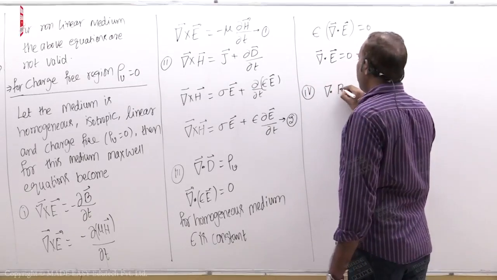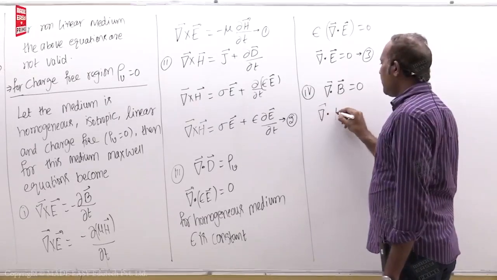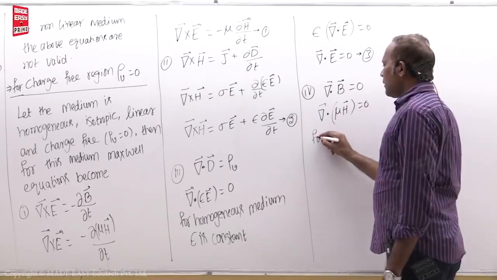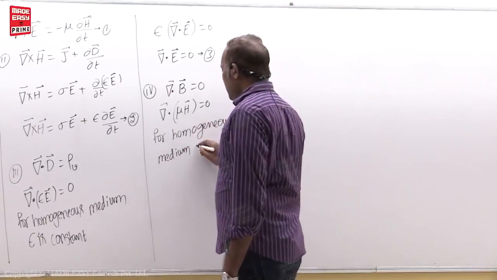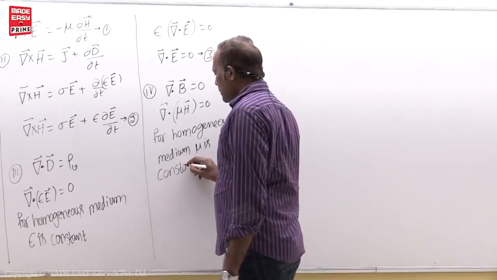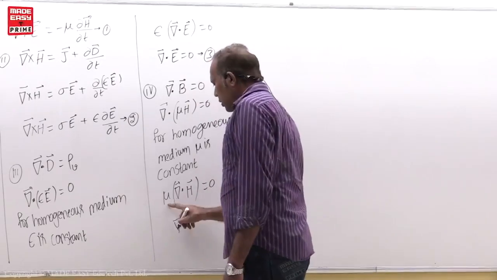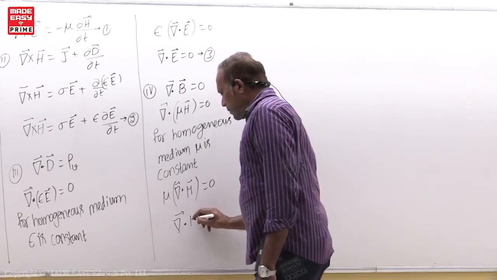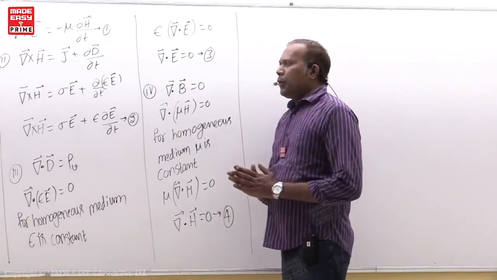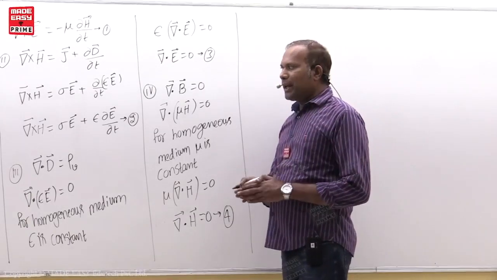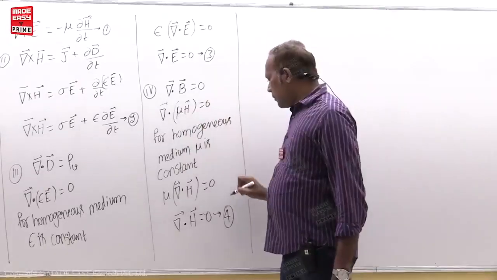Fourth one. Divergence of B bar is equal to 0. This is the fourth general Maxwell equation. Now for a linear medium, B is equal to mu H. Then again for a homogeneous medium, mu is constant, so it can come out. Then divergence of H bar is equal to mu into del dot H bar, which is 0. So ultimately, divergence of H bar is equal to 0. This is the fourth equation. So dear students, whenever we consider the medium as homogeneous, isotropic, linear and charge free, then the Maxwell equations become equations 1, 2, 3 and 4.